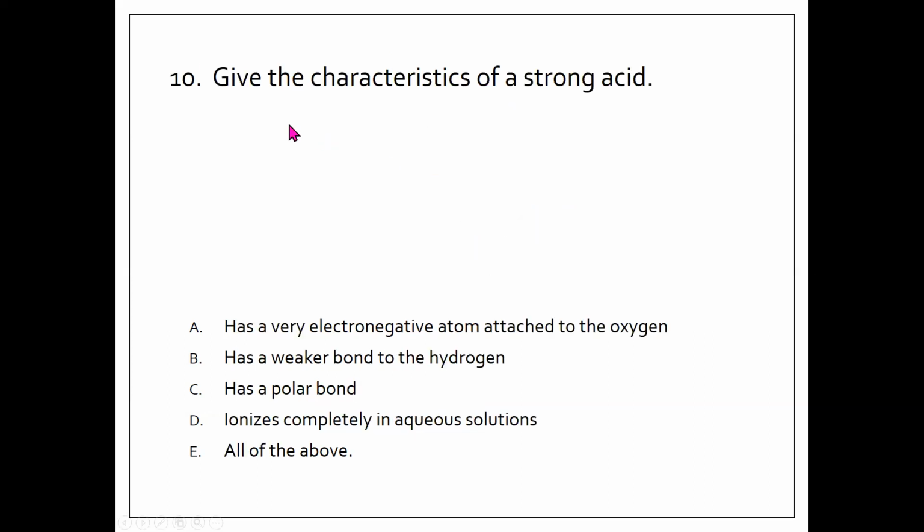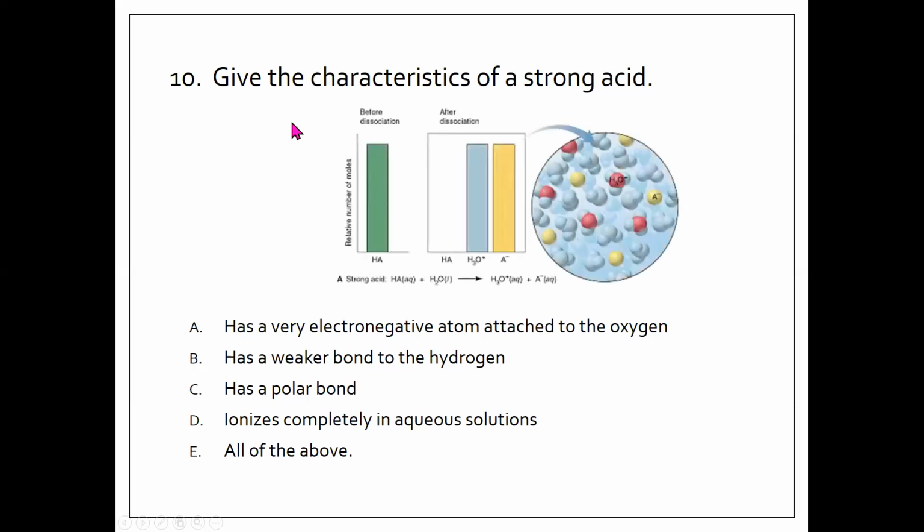Now in 10, they want us to give the characteristics of a strong acid. So remember, a strong acid completely dissociates in water. So we're saying this HA acid, this generic acid here. So once we put it in the water, all of it breaks up. So all of it has been converted into the hydronium or the H+, and then the anion of the acid.